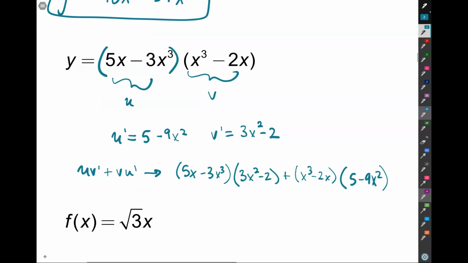So, gotta FOIL both of these. 15x cubed minus 10x. Minus 9x to the 5th plus 6x cubed. So that's this first one.